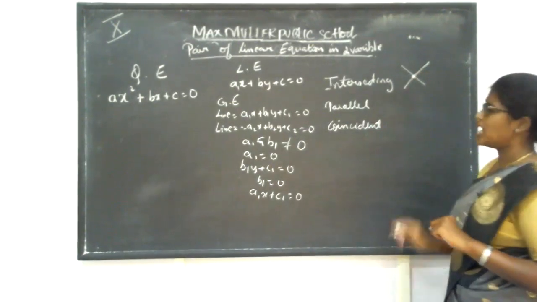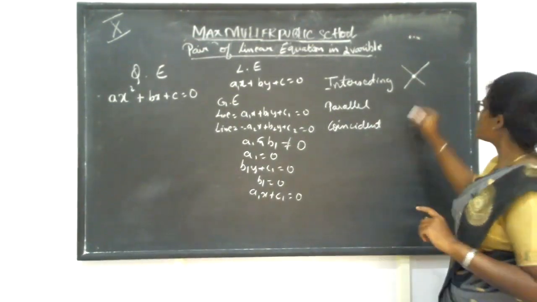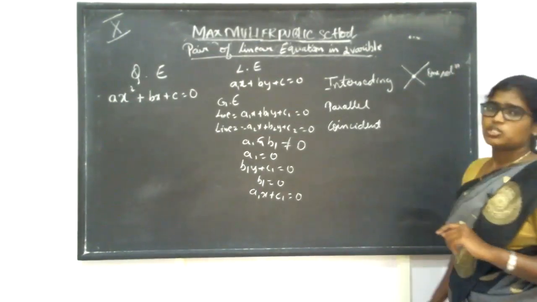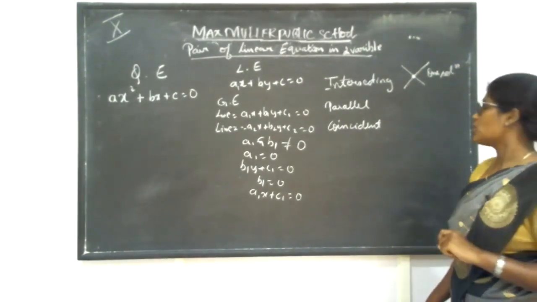This point is called the intersecting point. And how many solutions do you have? Only one solution you will be having.